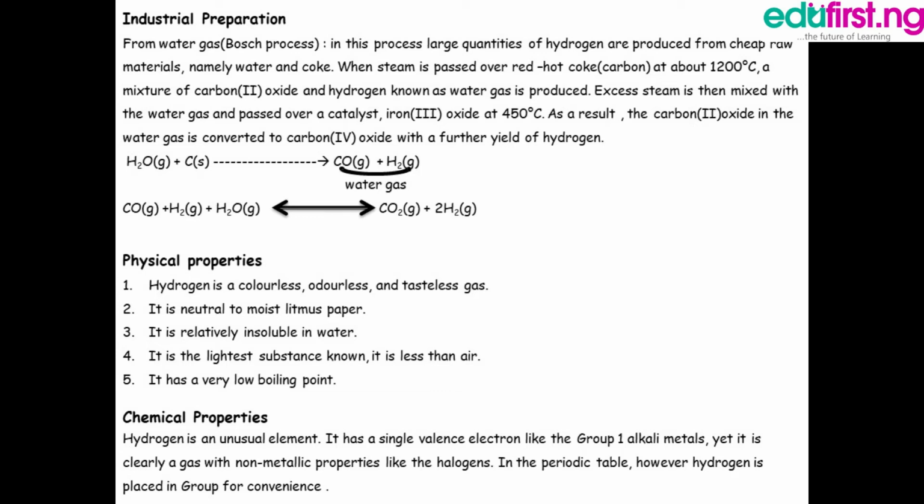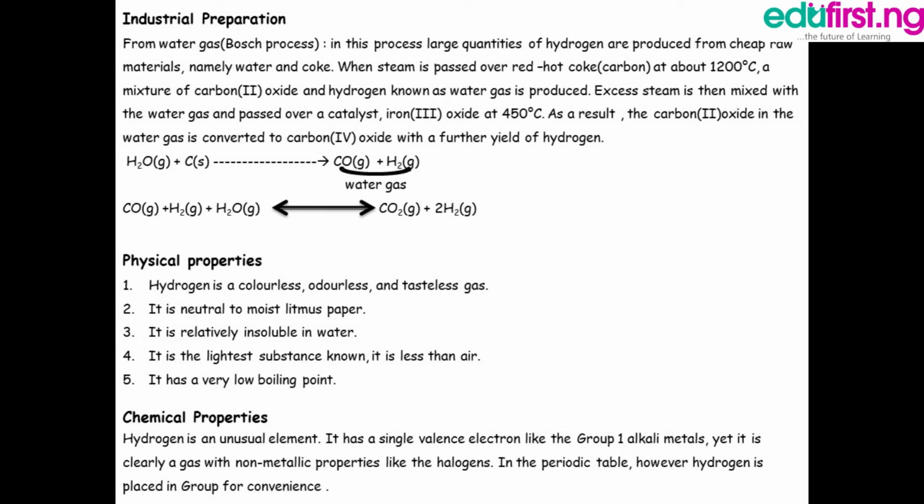So in this process, large quantities of hydrogen are produced from cheap raw materials, namely water and coke. And why do we call them cheap raw materials? Because they are readily available. These are natural resources, water and coke. So when steam is passed over red hot coke, that is carbon, at about 1200 degrees Celsius, a mixture of carbon dioxide and hydrogen, known as water gas, is produced. Then this is the first process.